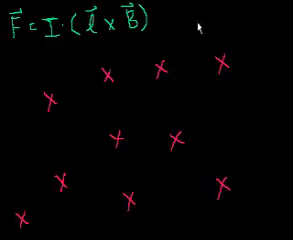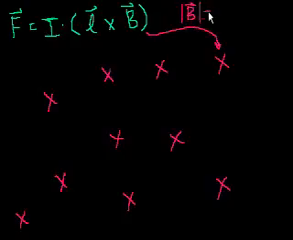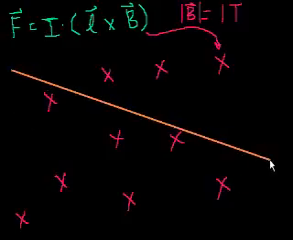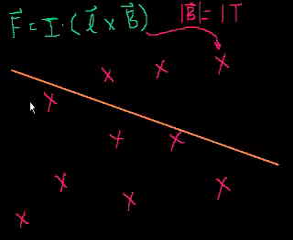So this is our magnetic field. That is B. Let's assign some value. Let's say that the magnitude of B is equal to 1 Tesla. And let's say I have a wire going through that magnetic field. The wire is in the plane of your computer monitor. So let me just draw a wire going through the magnetic field.